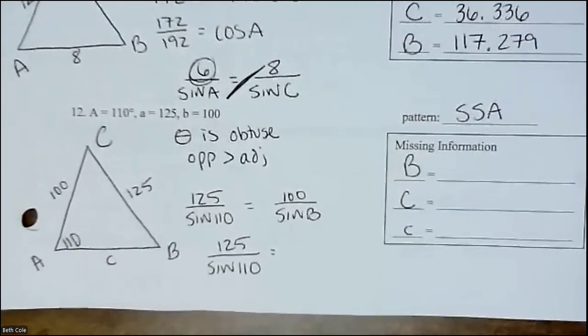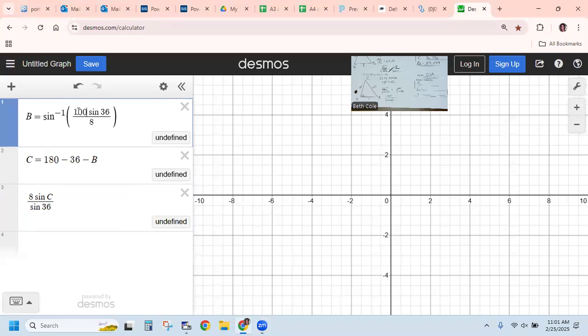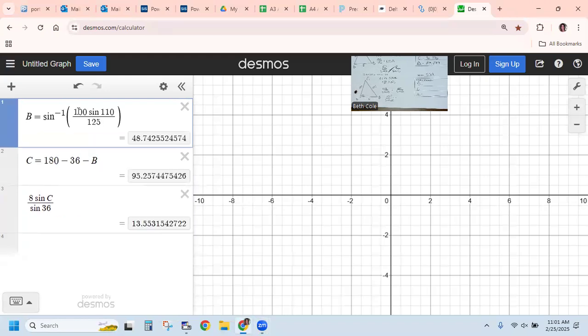So how will I start out typing that since I want an angle? Yeah, actually, I'm just going to go back and change what I had here. 100 sine 110 over 125, 48.742. And then what do I need to just change in the next line down? There's only one number I need to change. Yeah, I need to change that to what? 110. So there we go, 21.257.